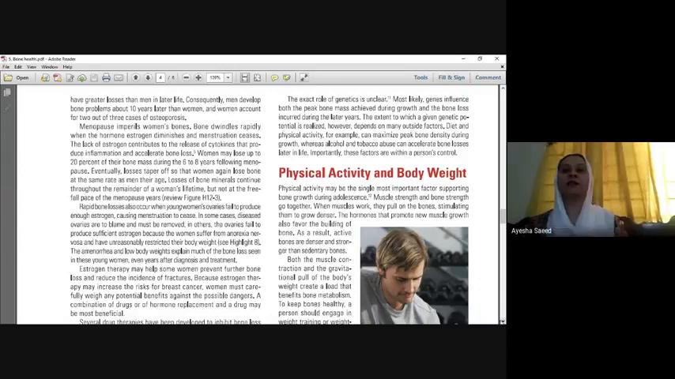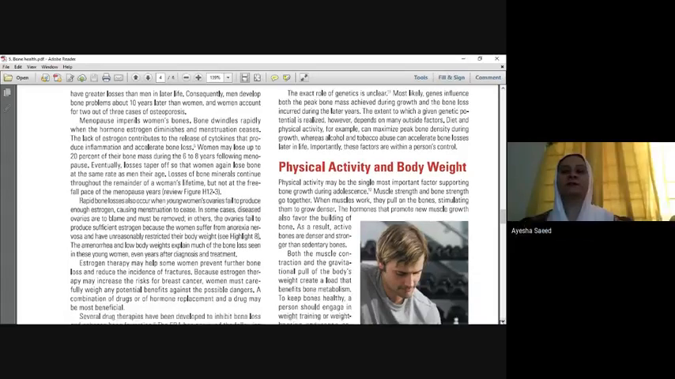So, bone loss is very rapid after the menopause, especially in the first 6 to 8 years. After that, they lose an equal amount of bone. Losses of bone minerals continue throughout the remainder of a woman's lifetime, but not at the free fall pace of the menopause years. So afterwards, it is at a stable pace. Rapid bone losses also occur when young women's ovaries fail to produce enough estrogen, causing menstruation to cease. So, this can also happen.